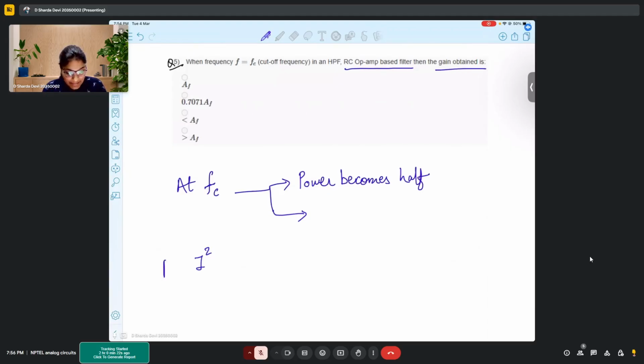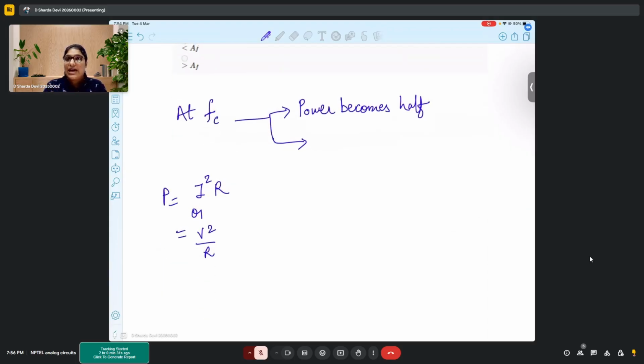Minus 3 dB point. That 3 dB comes from this: since the power is half, what is power? It is either P equal to I square R or P equal to V square by R, correct? So if the power is half, considering that the resistor values are constant, what will be the effect on voltage or current? They will be reduced by root 2 times, right? So here the gain becomes 1 by root 2 times. So at FC, the power becomes half and the exact gain value becomes 1 by root 2 times.